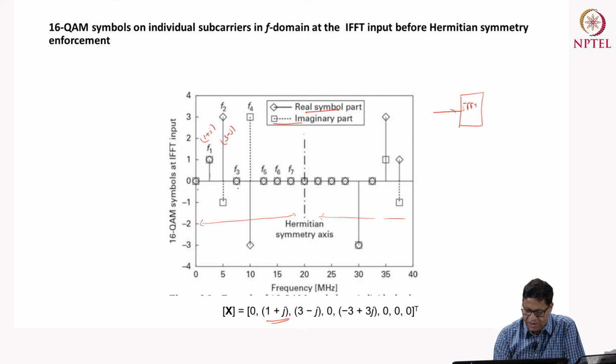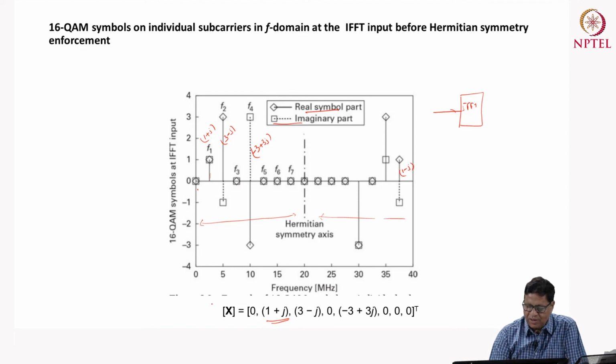And then you have 0 here, and then minus 3 plus 3j. So this is minus 3 plus 3j, and then you have 0 here, and the rest are 0. And similarly, on the other part, you have to take the conjugate. So this is, for example, this one F1 is 1 plus j. It will be 1 minus j here. And so you have to take the conjugate part here. So this 0 will come like this. And 1 minus j will be, for example, this is 1. This is 1 minus j.